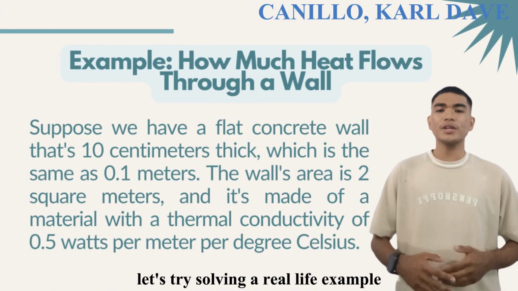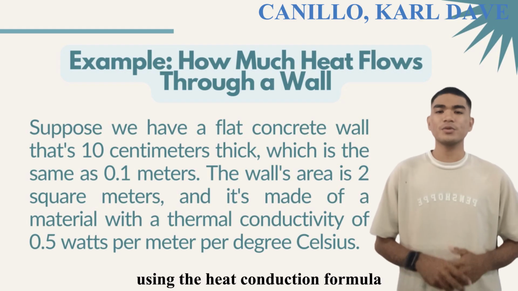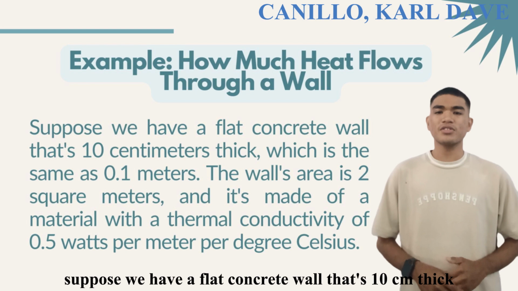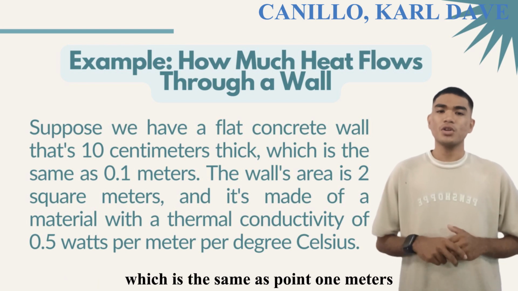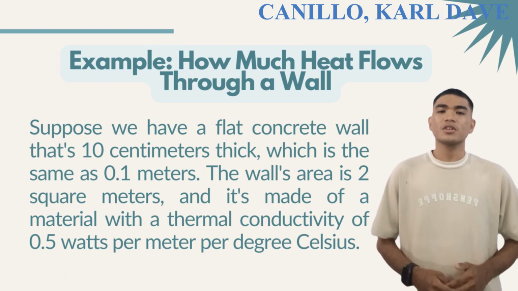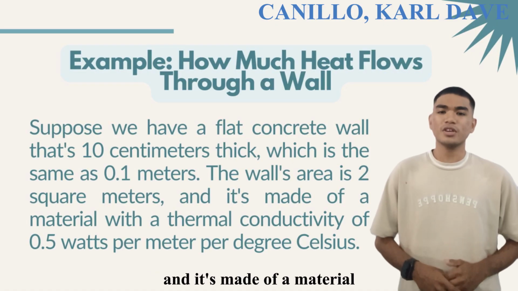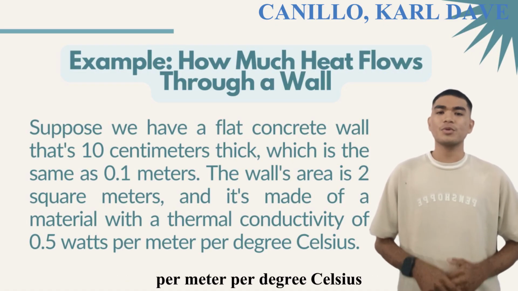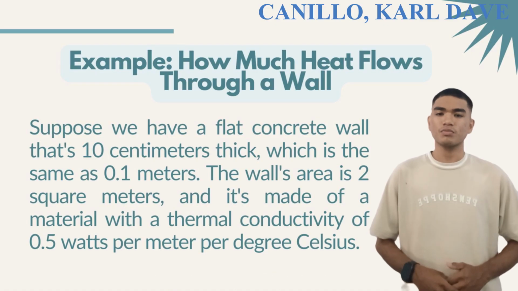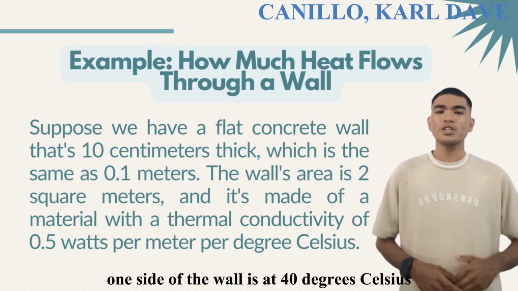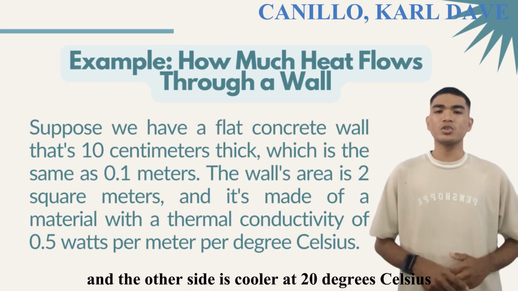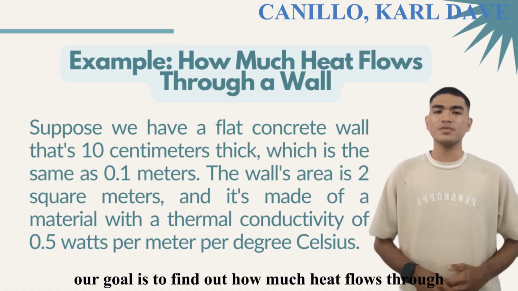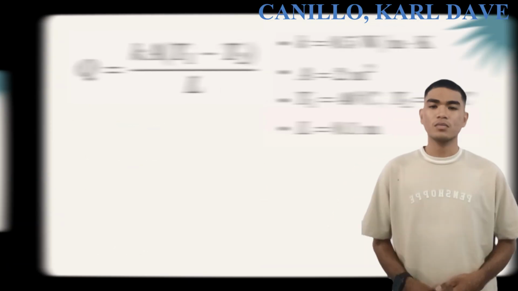Let's try solving a real-life example using the heat conduction formula. Suppose we have a flat concrete wall that's 10 centimeters thick, which is the same as 0.1 meters. The wall's area is 2 square meters and it's made of a material with a thermal conductivity of 0.5 watts per meter per degree Celsius. One side of the wall is at 40 degrees Celsius and the other side is cooler at 20 degrees Celsius. Our goal is to find out how much heat flows through the wall per second.